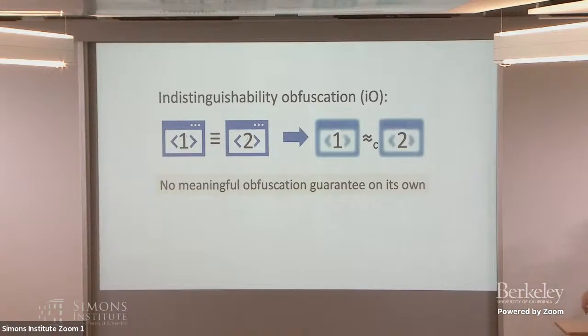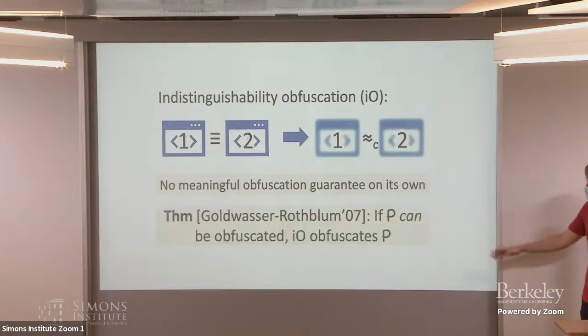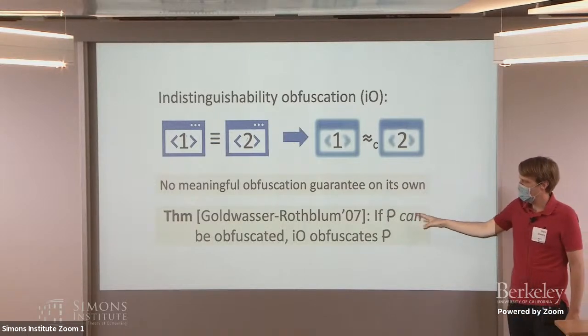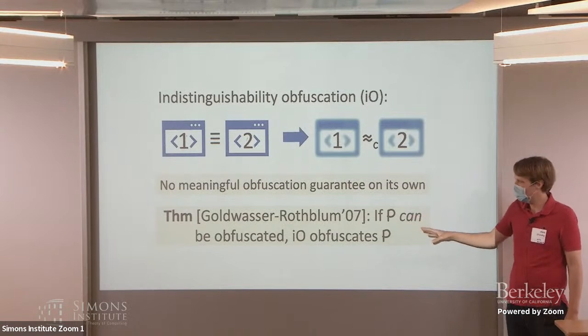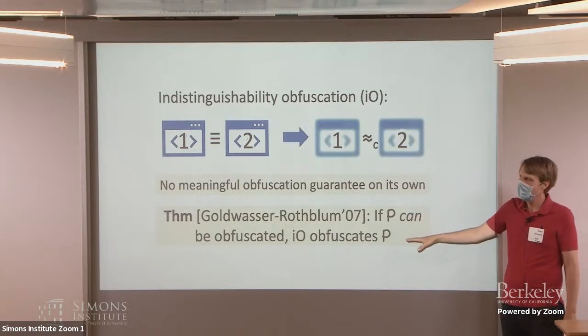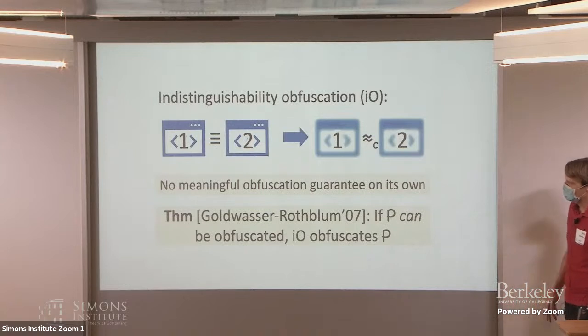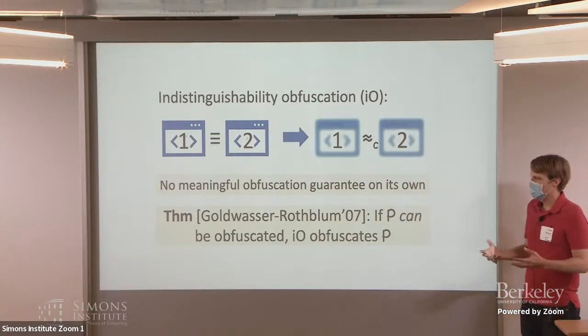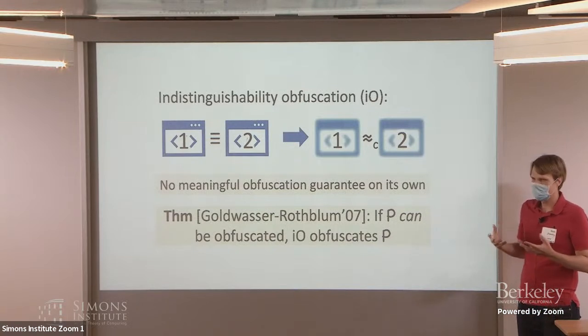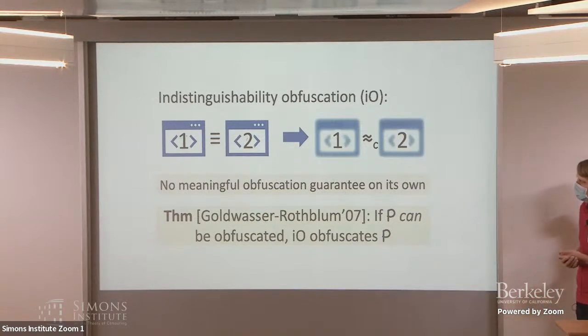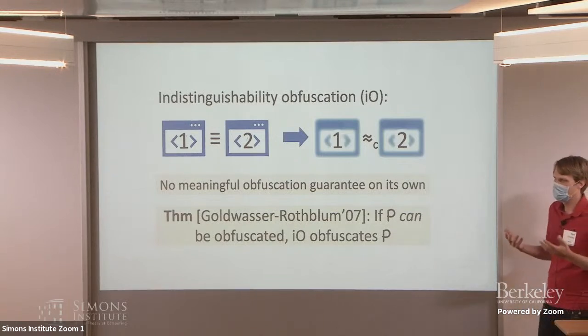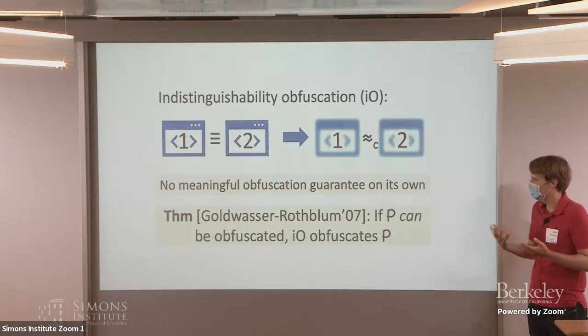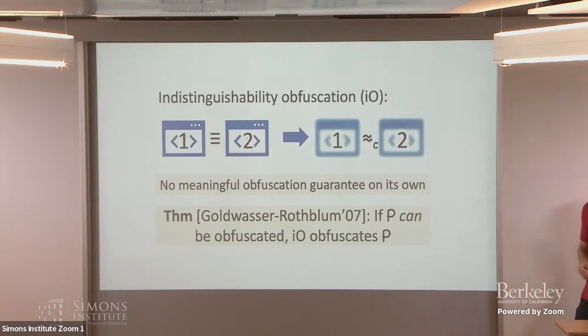So I/O doesn't really have a meaningful guarantee on its own, though we do know that if a program P can be obfuscated by any obfuscator, I/O is good enough. This is shown by Goldwasser and Rothblum. In some sense, and they coined this term, I/O is the best possible obfuscator. But that still doesn't really answer the question of what the guarantees are, when a program can be obfuscated, and what guarantees it has.